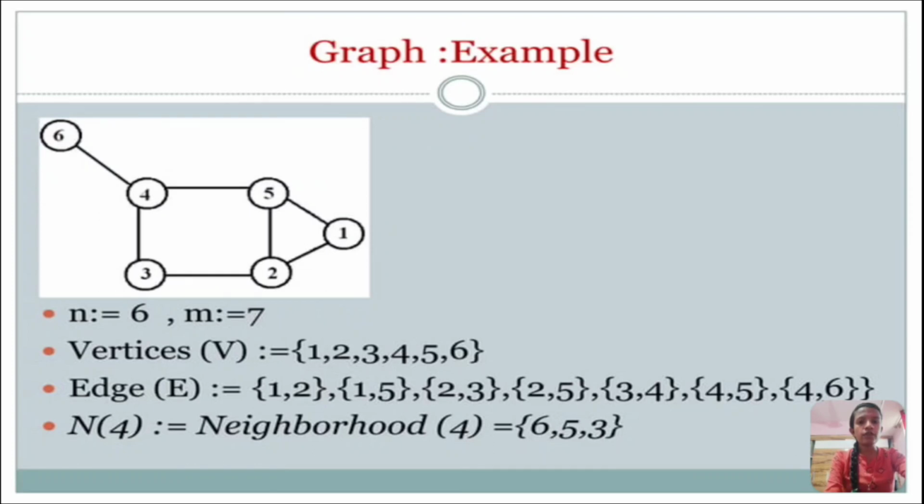Example of a graph. Here in this example n is 6, where n is nodes and m is edges. Vertices V = {1, 2, 3, 4, 5, 6}. Edges are (1,2), (1,5), (2,3), and so on. N(4) is the neighborhood of 4, which is {6, 5, 3}.